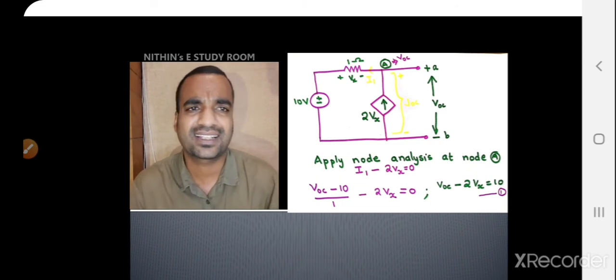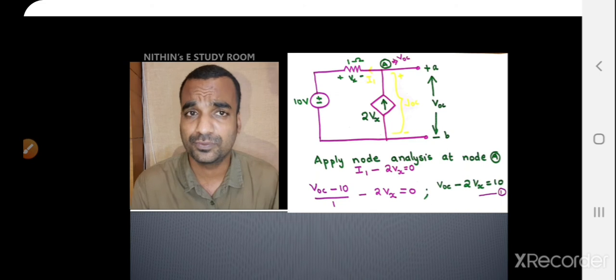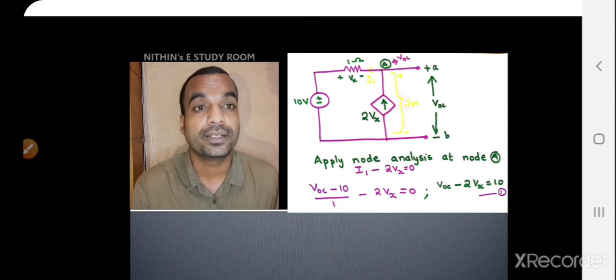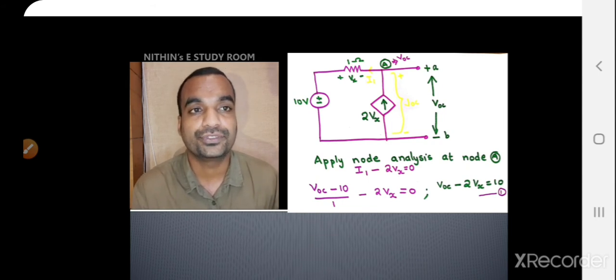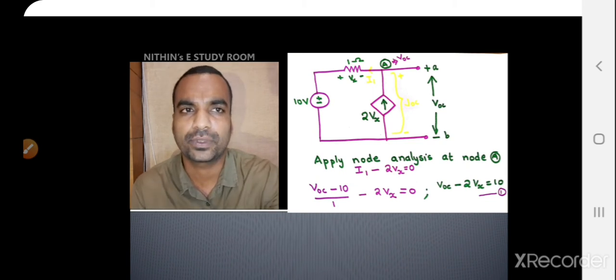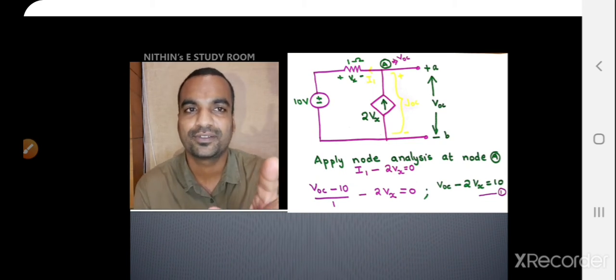Minus 2Vx we can directly write because it is a current value. Even though it is depending on voltage, it is a current value. Minus 2Vx is equal to 0. So by solving that, we get Voc minus 2Vx is equal to 10. So I got one equation.